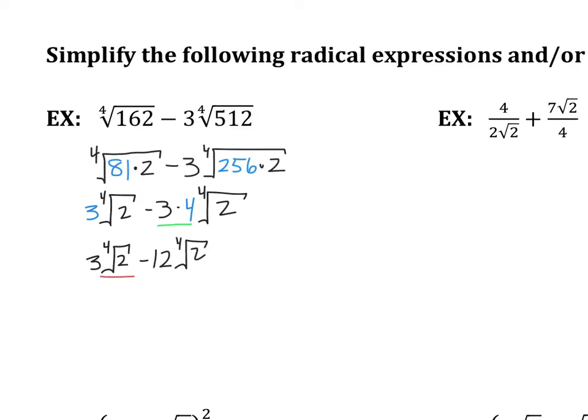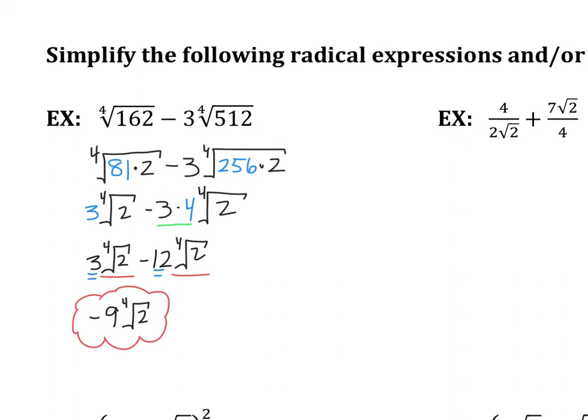Now that we have the same exact radicals, same index, same radicand, we can go ahead and combine those coefficients. All right, it's just like saying 3x minus 12x. How many x's do we have? So in this case, 3 minus 12, we have negative 9 fourth roots of 2. And there is our final answer.